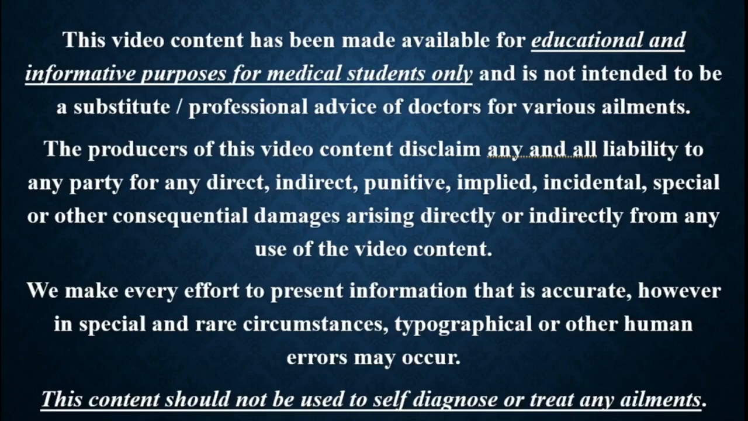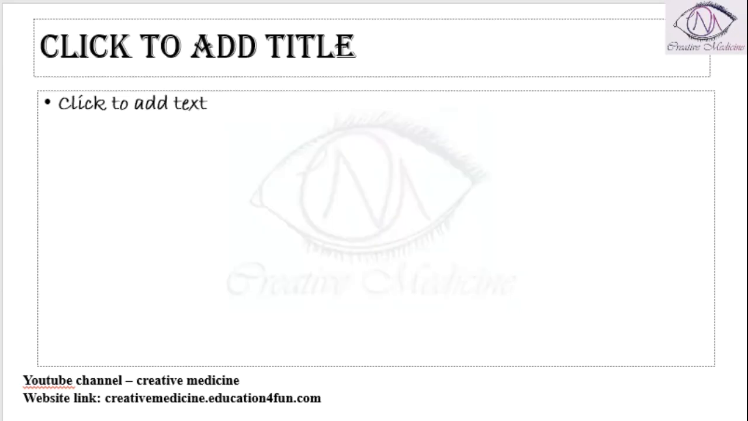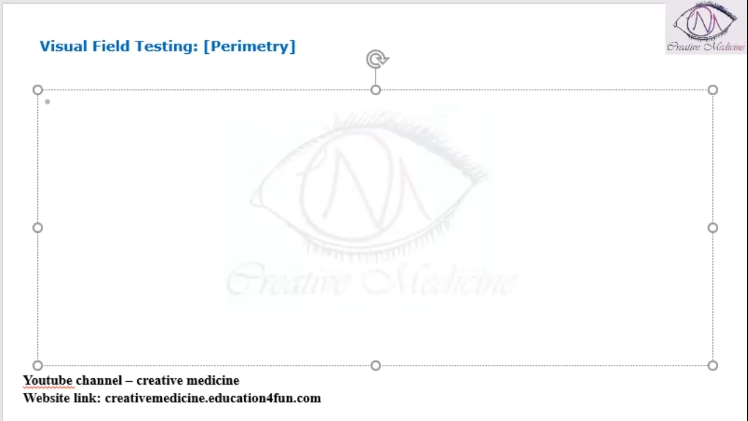In this lecture, we will learn about visual field testing or perimetry. Visual field testing can be of two types. Actually, it is of three types. One, we have kinetic type. Second, we have static type. Third, we have combination of kinetic and static type.